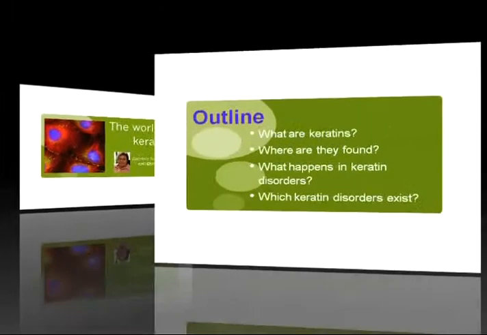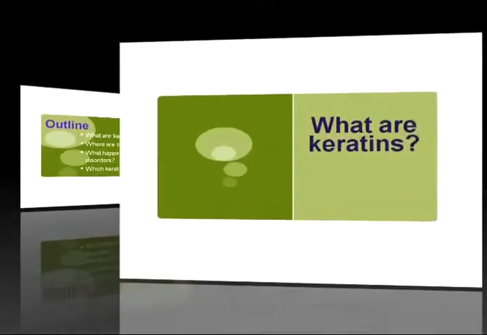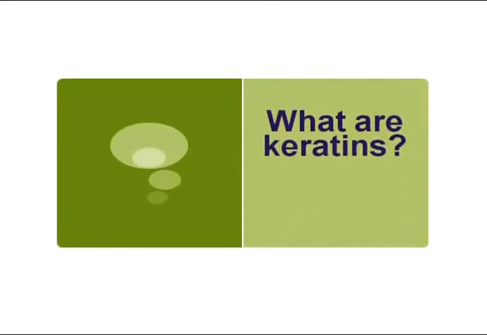So what we want to talk about today is what are keratins, where can we find them, what happens in keratin disorders, and which keratin disorders are there. So let's dive just in and start answering the questions, what are keratins? And we heard before, they are structural proteins, they are fibrous and very insoluble structures inside the cells.